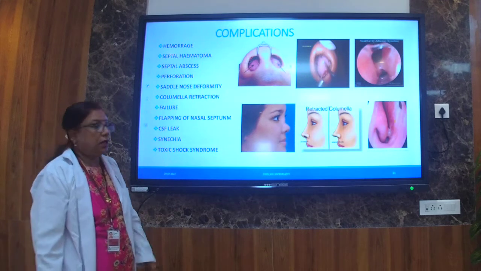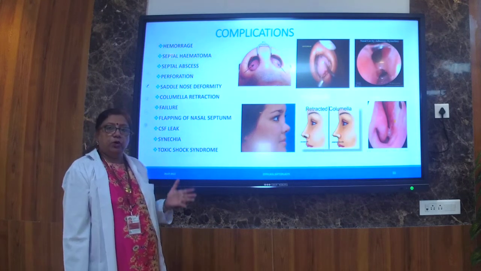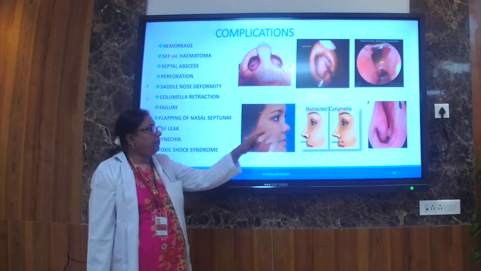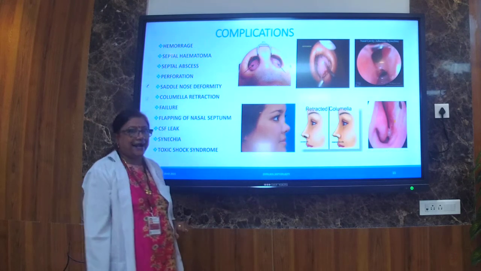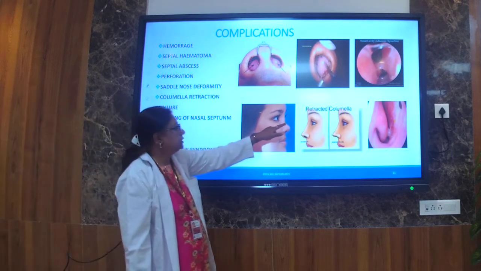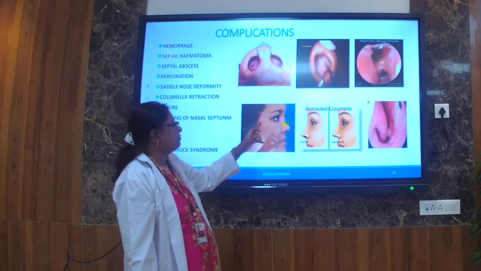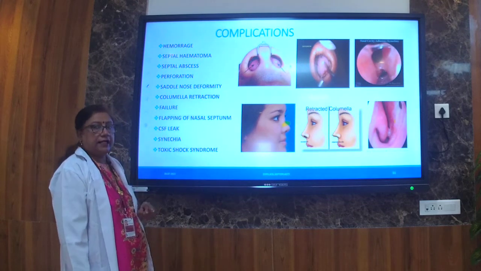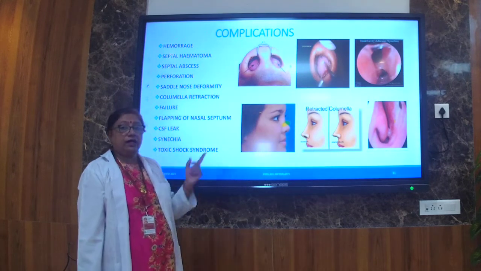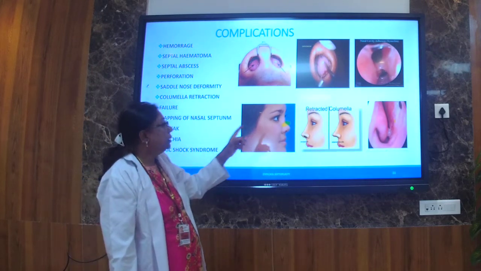Then other deformities that we see. If we remove a lot of the septum, the cartilaginous part and the bony part, what happens is in the upper part, you can see this is a saddle nose deformity. You can see over here, this is a saddle deformity. See, this side is totally dropped in. That is because of excess removal of the septum. You have to be very careful while doing the surgery. This complication should not happen. If it happens, again we will have to do a septoplasty. So you have to be very careful to avoid the complications.